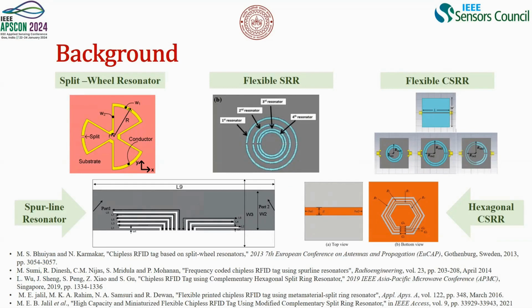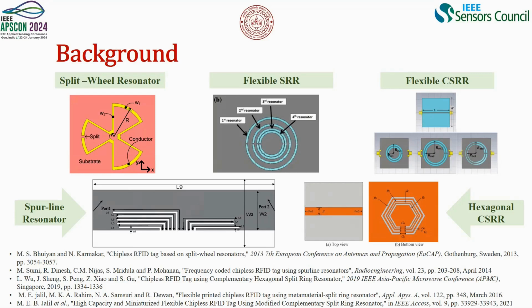So the first one is a split ring resonator. This is established based upon its electric field confinement, and this is usually capable of encoding 2 to the power n-1 items. The second is a spur line resonator. It is also capable of tagging 8 bits of data. And by increasing the number of spur lines, the number of data allocations and the number of bits can be increased.